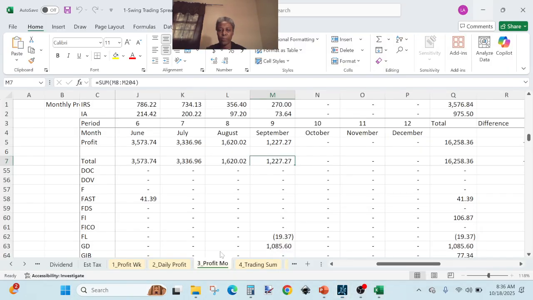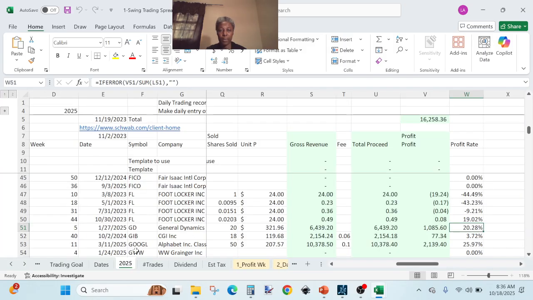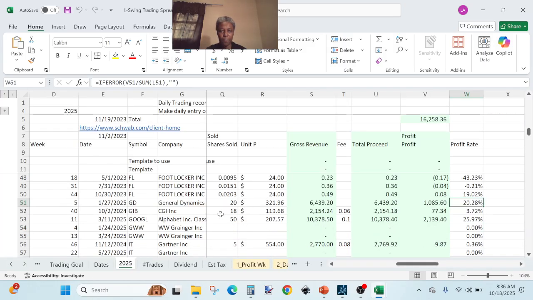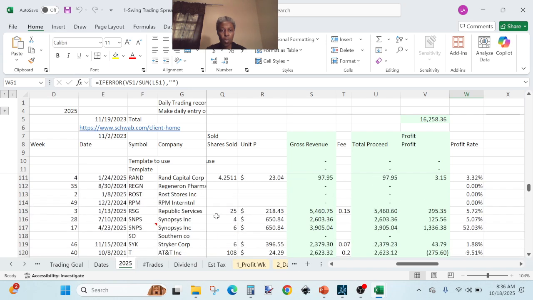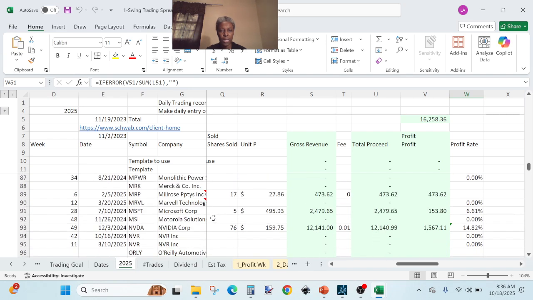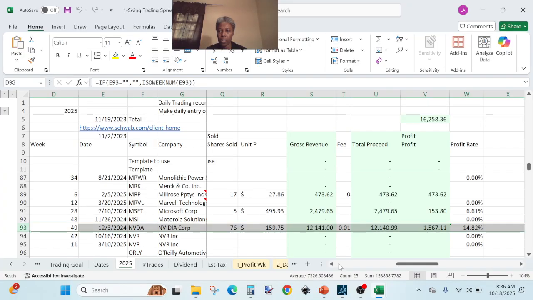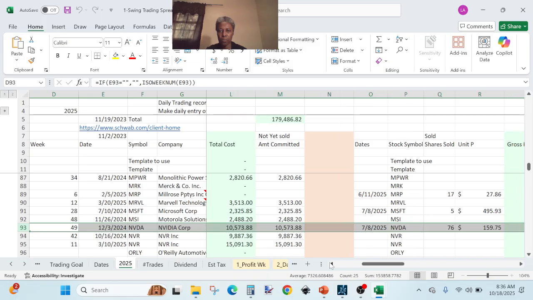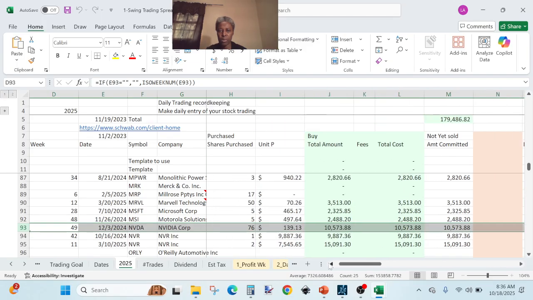You can go to NVDA to see that first trade in 2025, what small profit we locked in. So NVDA, we purchased it in 2024, right at the end of it, for 139.